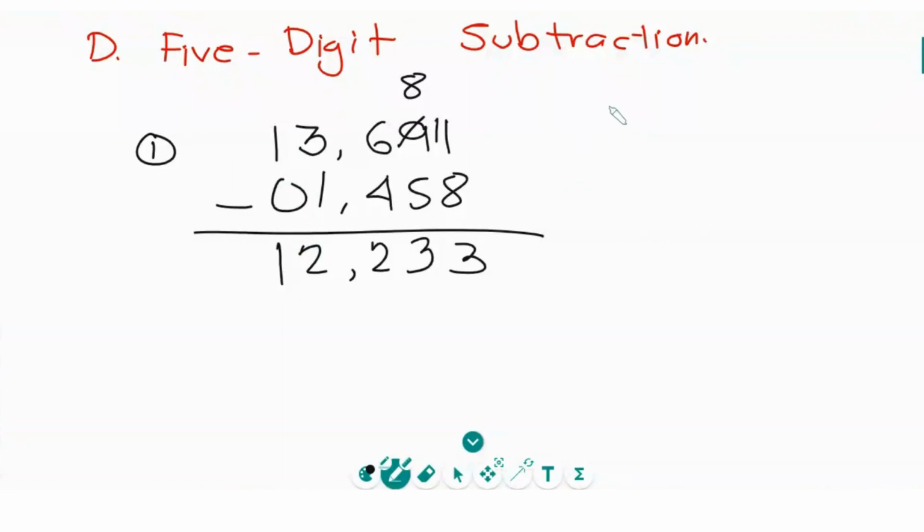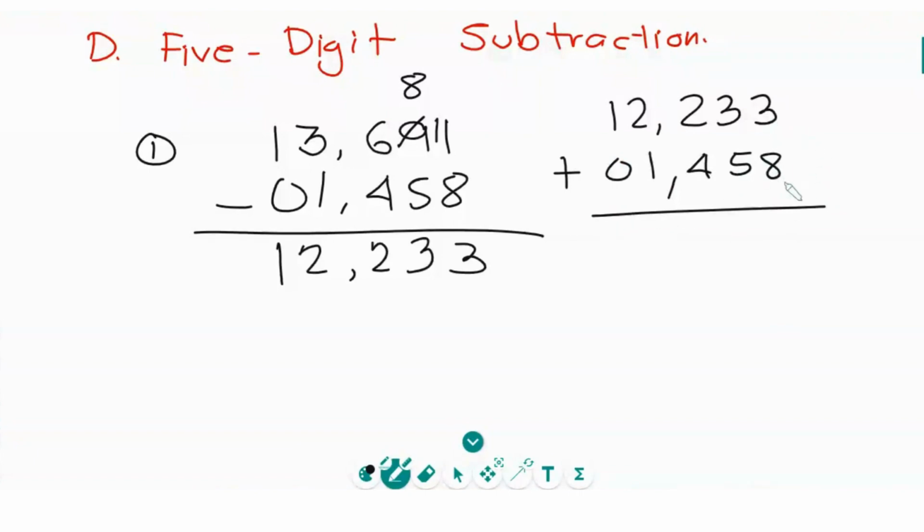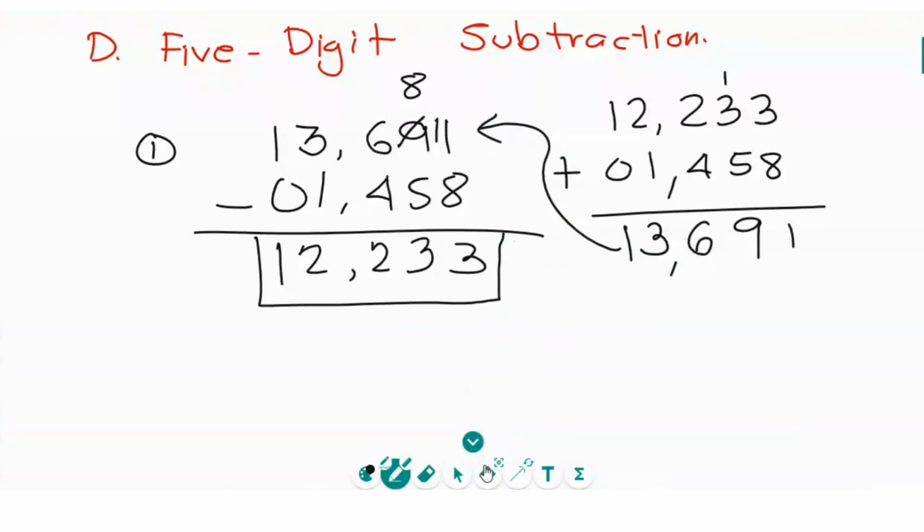Okay, so let's check that answer. We have here 12,233 plus 1,458. So 8 plus 3 will give us 11, carry over 1, and 5 plus 3 is 8, plus 1, that will give us 9. 4 plus 2, or 2 plus 4, that will give us 6. And also 2 plus 1 is 3, and 1 plus 0 is 1. So we have here 13,691. And our final answer is 12,233. Now let's move on to number 2.